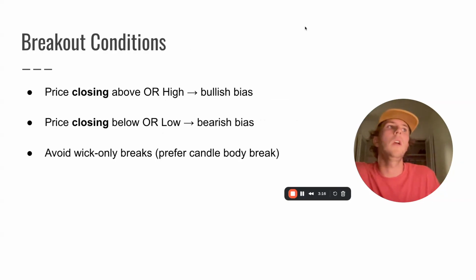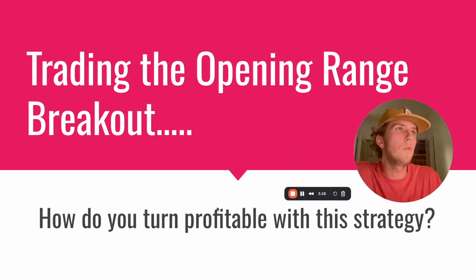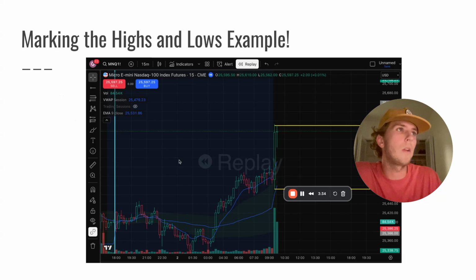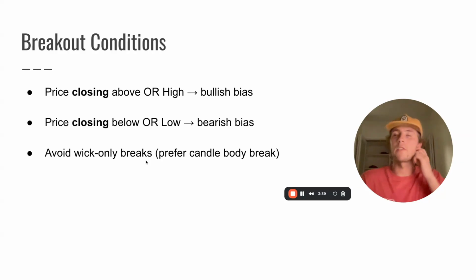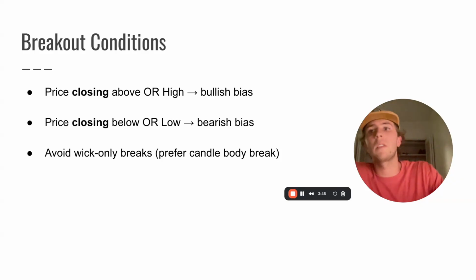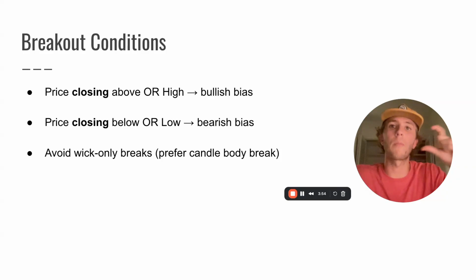Some breakout conditions. In order to have a bullish bias, you want price to close above the opening range high. Okay, so if you want a bullish bias, the price must break out from here. If you want a bearish bias, you want to break out below that range. Avoid wick-only breaks. Prefer candle body breaks. I have examples of this in a little bit, but you do not want to take a breakout trade to the top side if it's just a wick coming out, because that does not show strong buying power. You need a body breaking out of the top of the range to indicate that, okay, we have a strong move up.